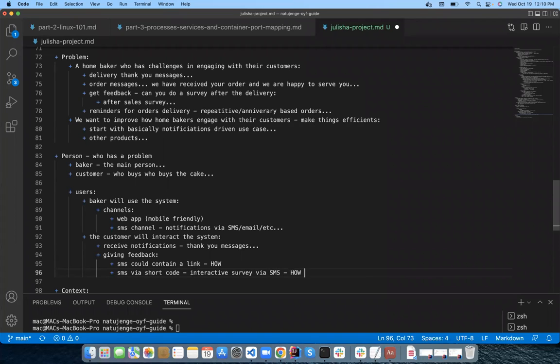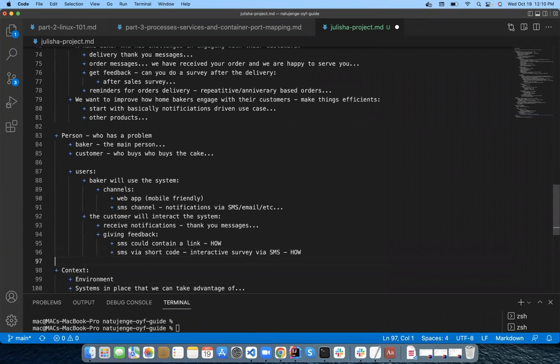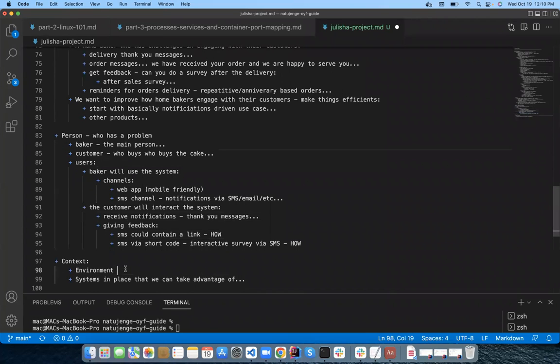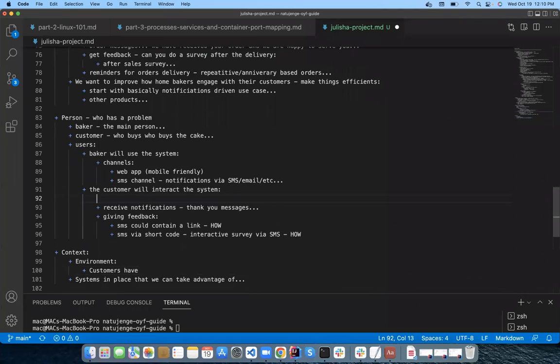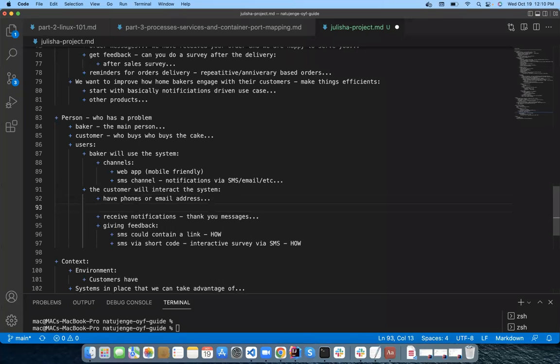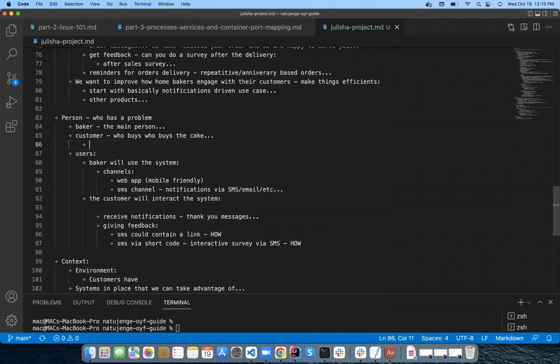This is also the how, and it's a possibility. We are not sticking to the how at this particular point. Now, because we are within a certain context, we are in the context of customers have phones. I think here we didn't mention that. Users have phones or email addresses, and they can receive. This is a property of a user who we didn't talk about a lot, their characteristics. I think these guys have a phone and can receive an SMS.